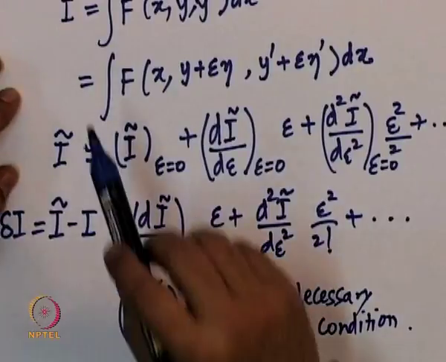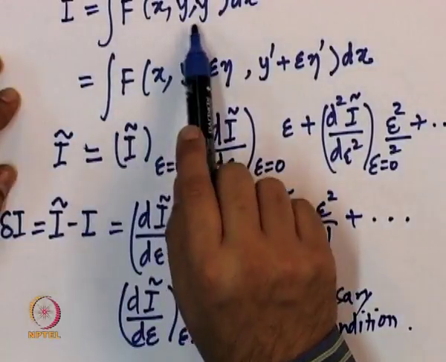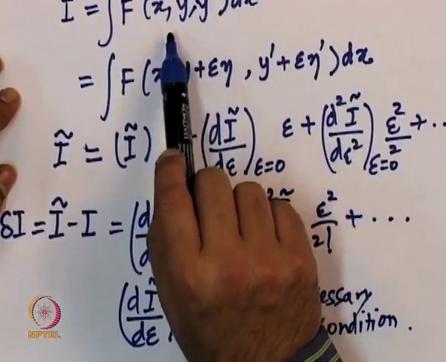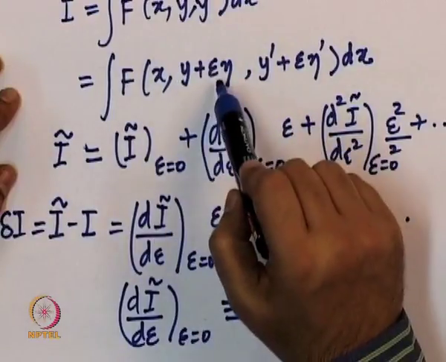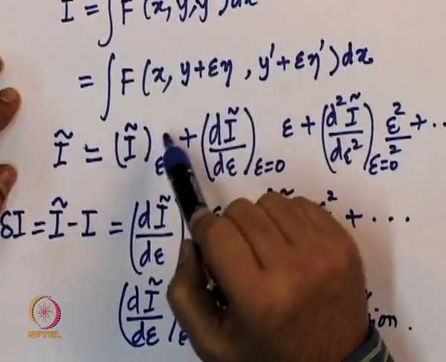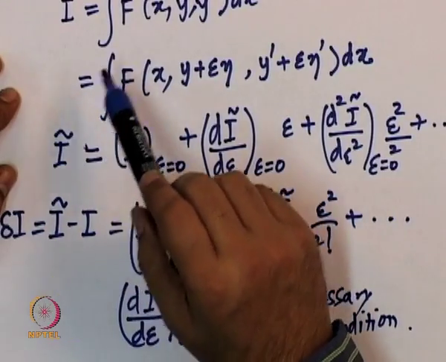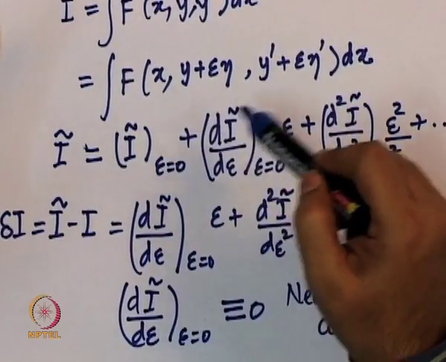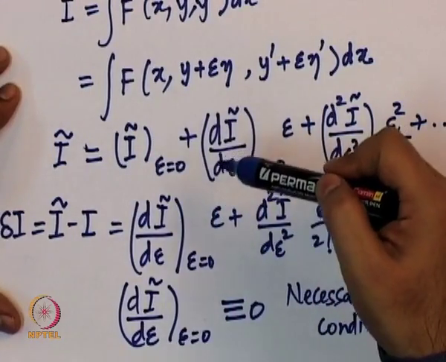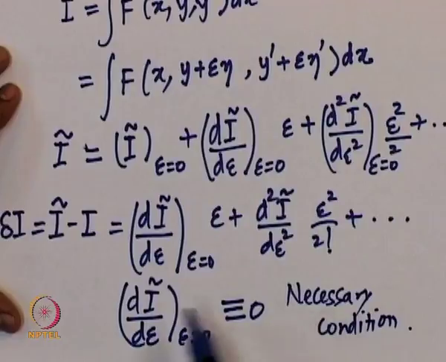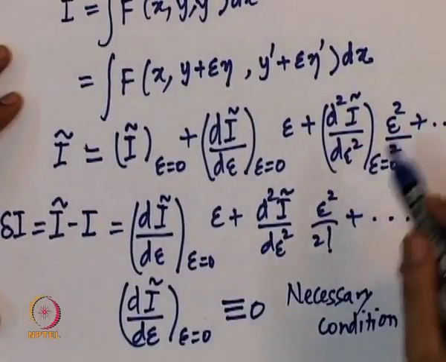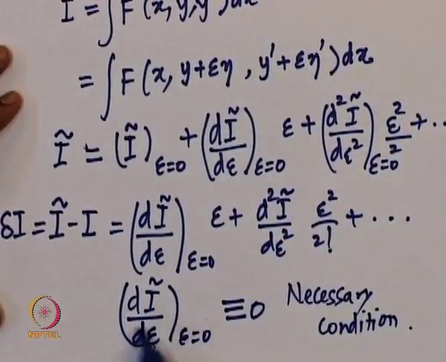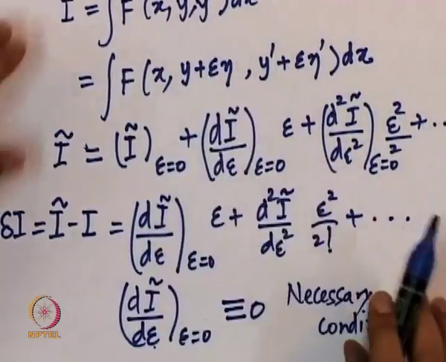So, what did we do? We took the functional, we varied it a little bit, and the variation was defined completely in terms of a scalar parameter. So, we could go back to some f of x, one parameter function, for which we know what is the necessary condition for optimization, and now we are implementing that necessary condition on this functional. So, what is d I tilde by d epsilon at epsilon equal to 0 for this function?